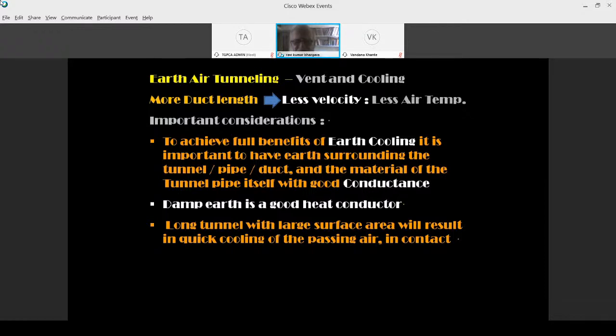Then, friend, after remaining underground for a considerable period, this air will become quite cool. Then it can be supplied through openings at various functional areas at various levels, and to retain some speed, we can have a fan also at the outlet. Whatever I have explained here is in proper wording here.